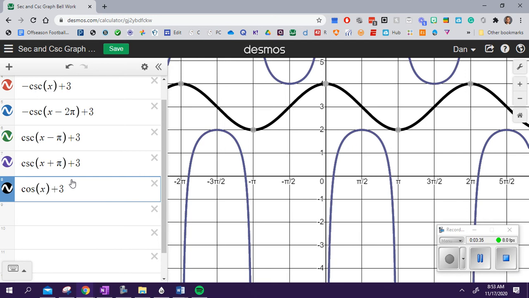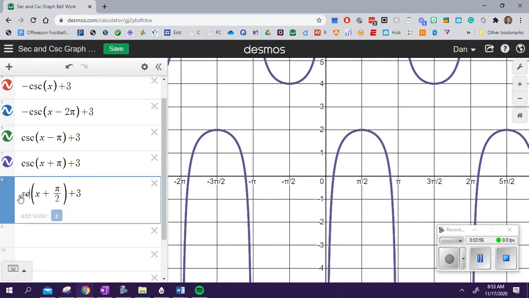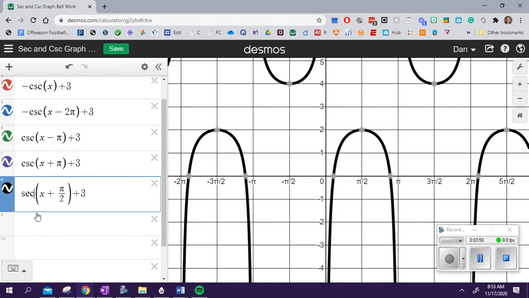Kara, what could I do with that to get it to match up? Shift it left or right? Which way you want to shift it? Let's shift it left. So if we shift it left, how much do I got to shift it? Good. Plus pi over 2. So in here we're going plus pi over 2. Cool. It matched up. That's cosine. And so we could make that then secant, and it would match up.